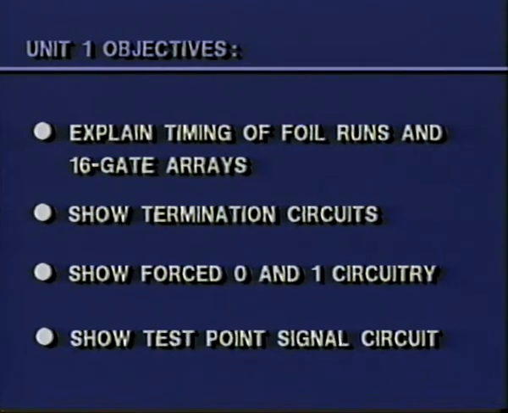Now let's begin with the first unit, Basic Timing and Artwork Ground Rules. The objectives of this unit are to explain the timing of XMP foil runs and 16-gate arrays, and to show the termination circuits used in the machine. This unit will also show the forced 0 and 1 circuitry, as well as the test point signal circuit.